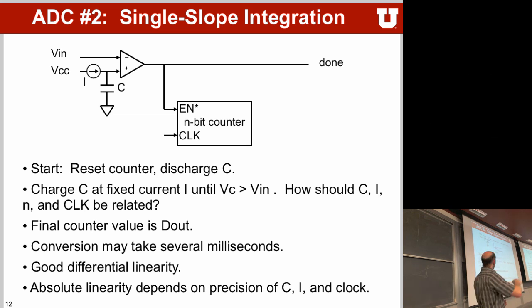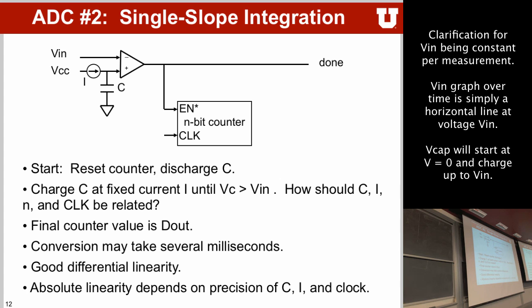Make sense? You have a constant current source, so this will always output a perfectly constant current. Dump it into this capacitor. So the voltage over the capacitor will increase over time, right? Once it reaches Vin, then this will switch and it will disable the counter. So, one second.